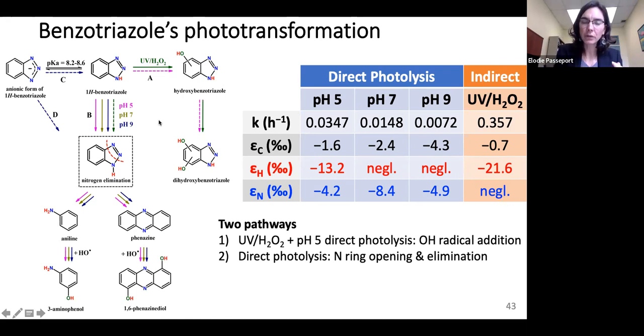And then under direct photolysis, we observed a nitrogen-nitrogen bond cleavage followed by a carbon-nitrogen bond cleavage, which led to an intermediate that was stabilized via two routes, forming aniline on one hand and triaminophenol, and then the dimerization process here. And this is consistent with the more significant nitrogen isotope fractionation that we found.